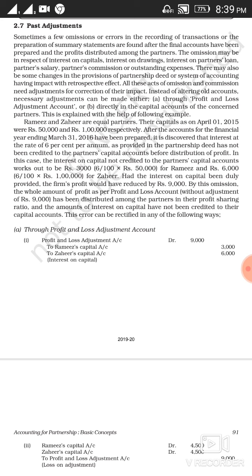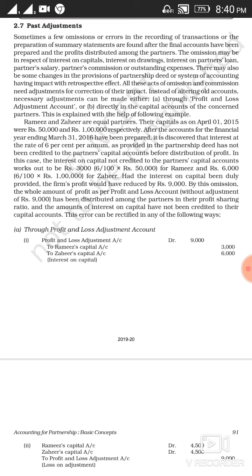Sometimes a few omissions or errors in recording of transactions or the preparation of summary statements are found after the final accounts have been prepared and the profit distributed among the partners. It means that sometime after the preparation of the final accounts, it may be discovered that some omissions or errors are there regarding the interest on capital, interest on drawings, interest on partner's loan, partner's salary, partner's commission, or outstanding expenses.